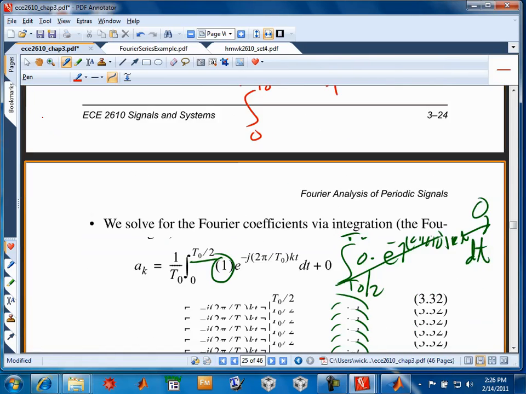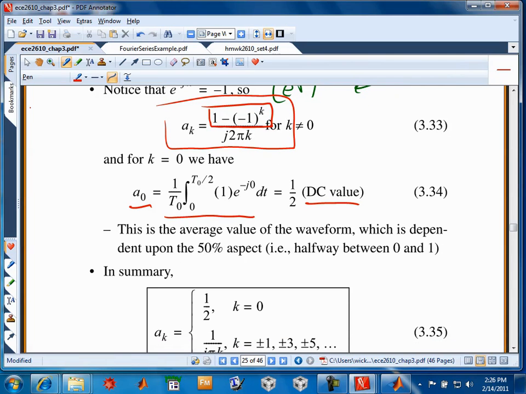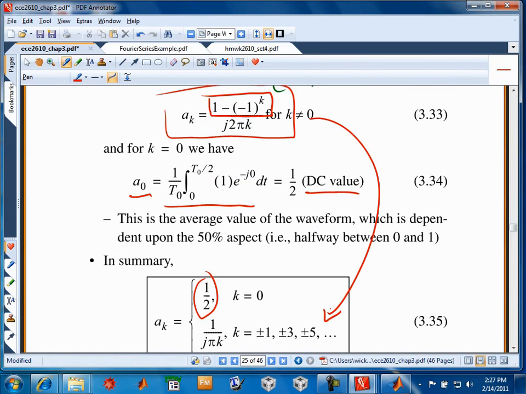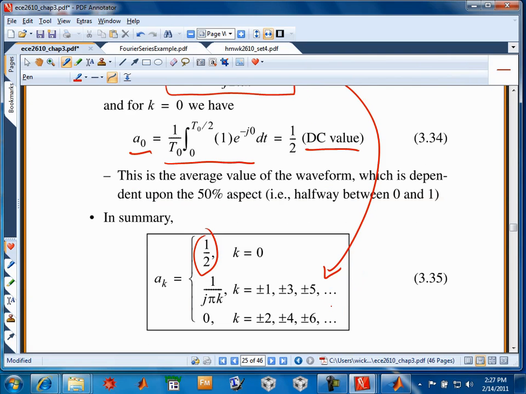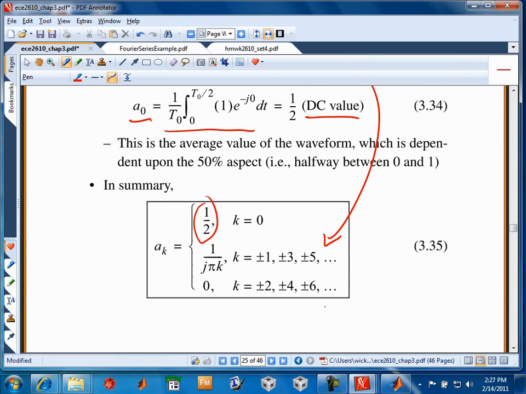Okay, so now we have all the details that we need. We just need to organize it. So we know that at k equal to 0, we have 1/2. So that's the A0 coefficient. And then we just take and simplify this term for k odd and k even. So when k is even, the A_k's, except for k equal to 0, are annihilated to 0. And when k is odd, we get a 2 on the top side, and we have a 2 in the bottom, so we have 1 over j pi k.